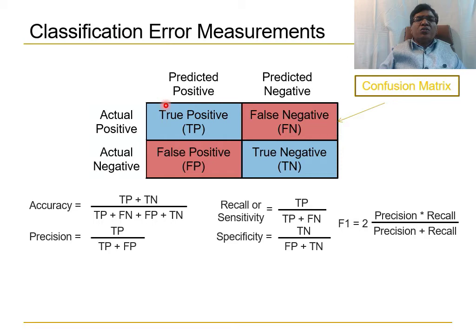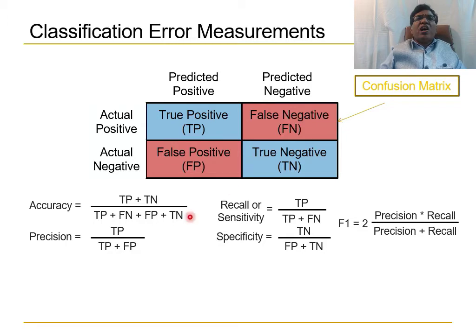One is true positive, are the cases in which the prediction is yes and the actual output also yes. Both are yes. True negatives are the cases in which prediction is no and the actual output also no. False positives are the cases in which the prediction is yes and the actual output is no. False negative is the case in which the prediction is no and the actual output also is yes.